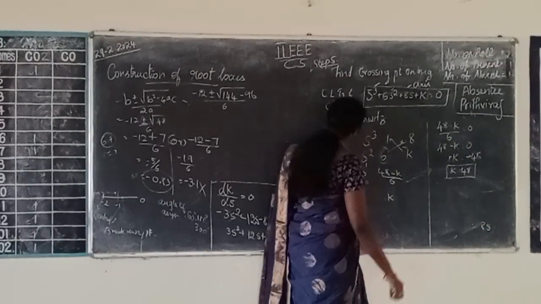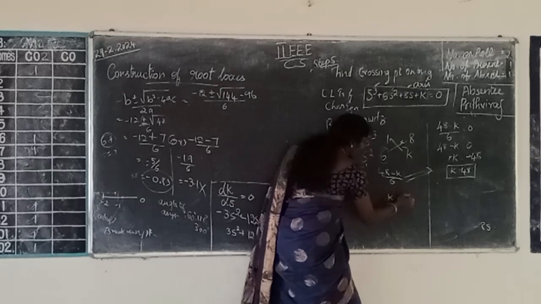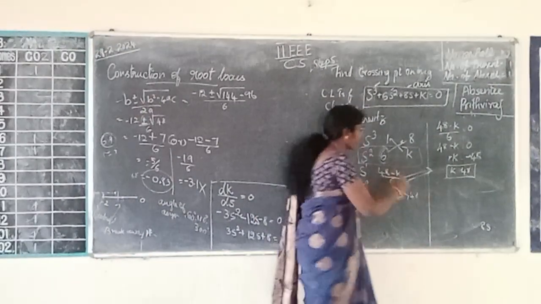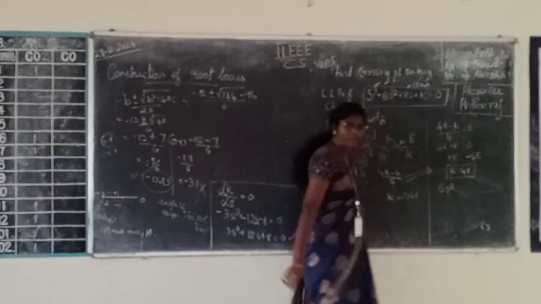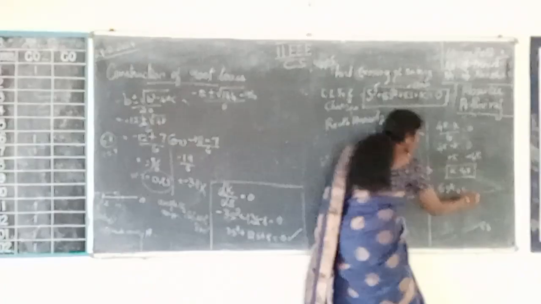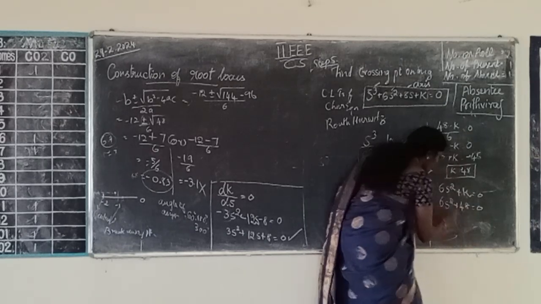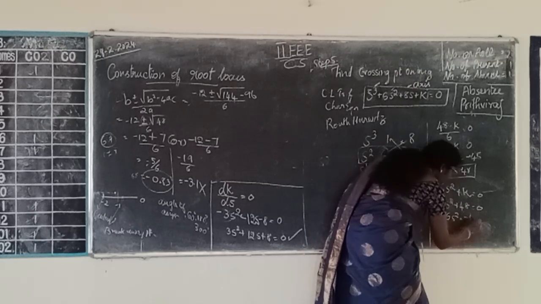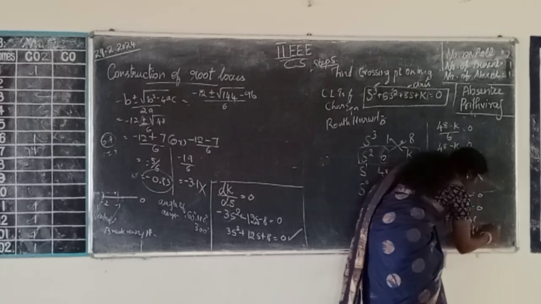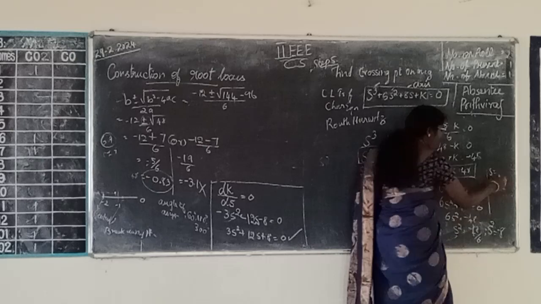This term is done, right? K value is found out, that is K equal to 48. Next to this term is the square term. You have to consider 6S square plus 8, which you equate to 0. With K equal to 48, 6S square plus 48 equal to 0. So 6S square is equal to minus 48. S square is equal to minus 48 by 6, that is S square is equal to minus 8.